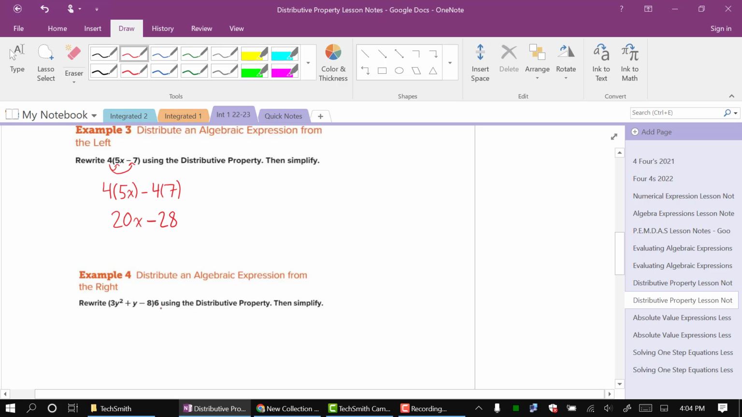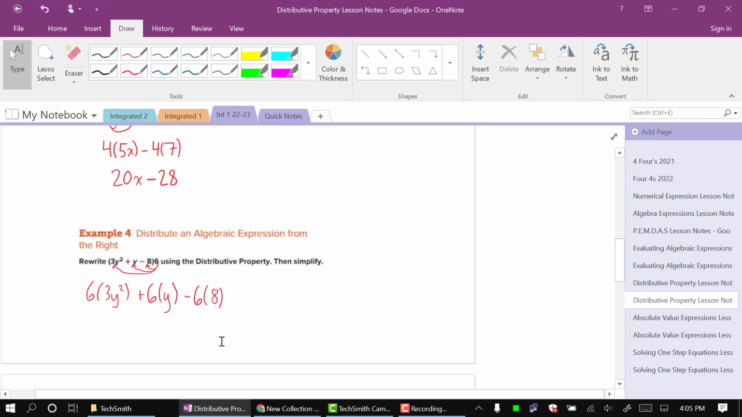So this time we have the number with the parentheses outside, but we can still distribute it into each one of the terms inside. So we're going to have 6 times the quantity 3y squared plus 6. Now the number in front of the y is just a 1. It's not written, but we understand that it is a 1, minus 6 times 8. So let's multiply these out.